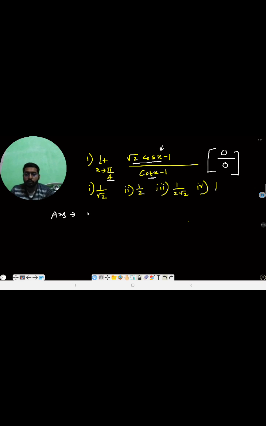Now if it is a 0 by 0 form, we have to use L'Hopital rule. L'Hopital rule says you have to find the derivative of the numerator and the derivative of the denominator. The numerator is root 2 cos x minus 1. The derivative of cos x is minus sin x, and since 1 is a constant, its derivative is 0. In the denominator, the derivative of cot x is minus cosec square x, and the derivative of 1 is 0.